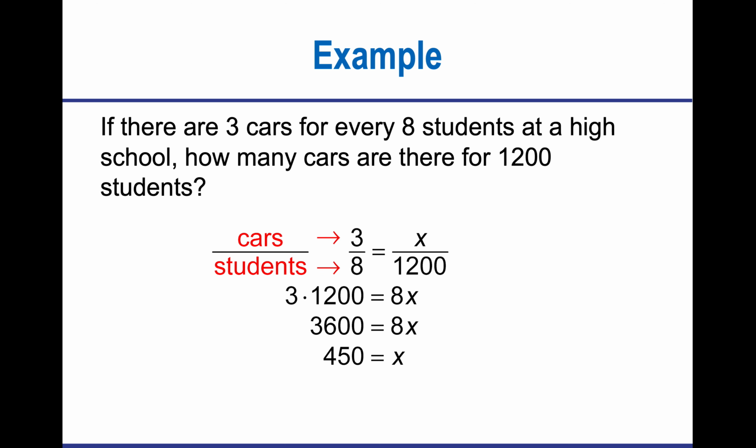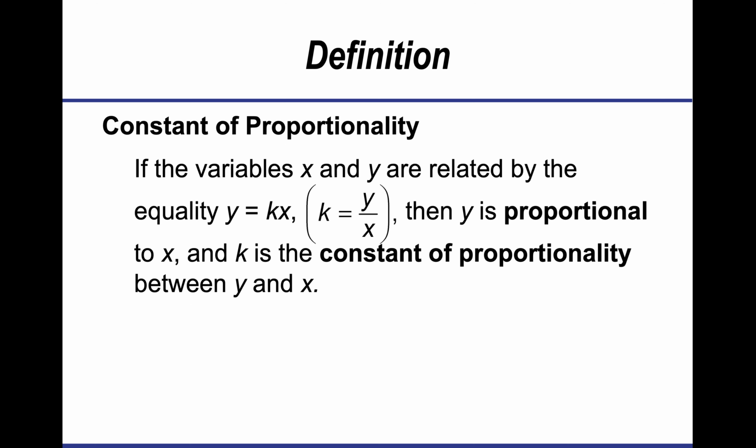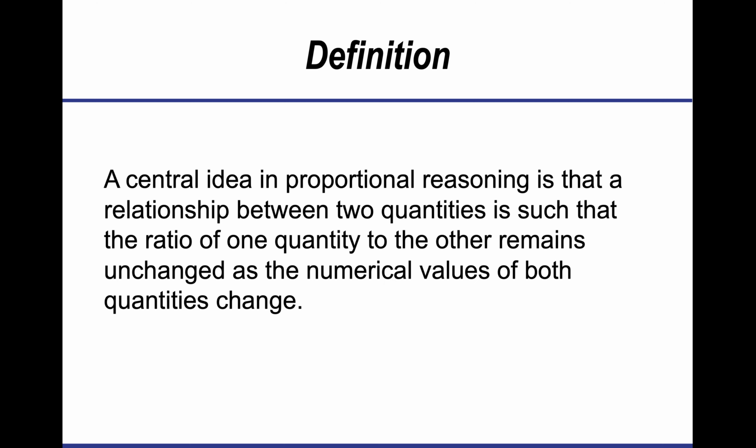Here is where it gets a little bit different. If I have cars to students, that's going to be 3/8. How many cars are there for 1,200 students? That's not quite as simple as doubling something. So I'm going to set up a proportion. I'm going to cross multiply. So 3 times 1,200, 8 times x, and then I'll divide both sides by 8 to get 450 cars. Now, a constant of proportionality means that I'm taking that proportion and multiplying it by a constant number.